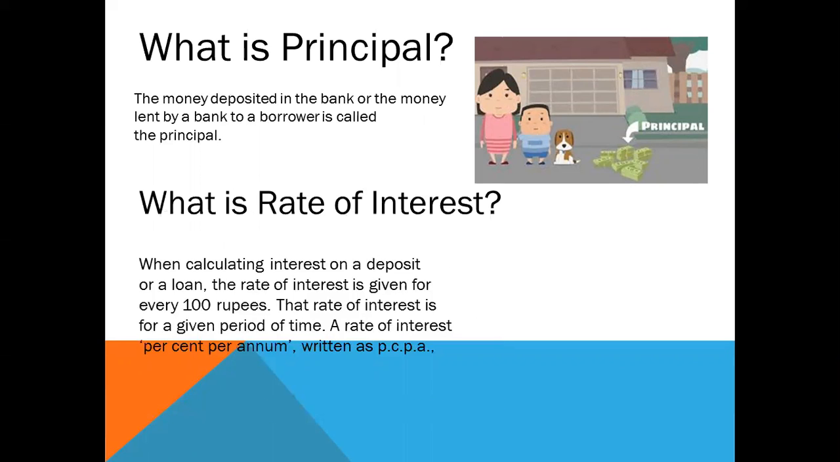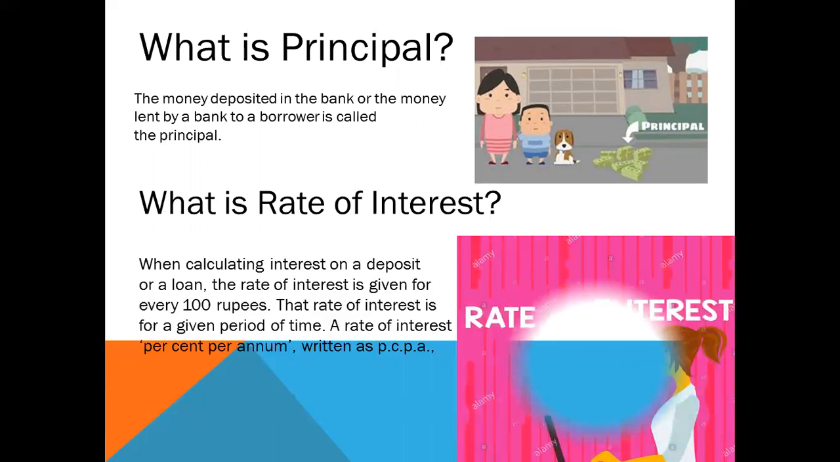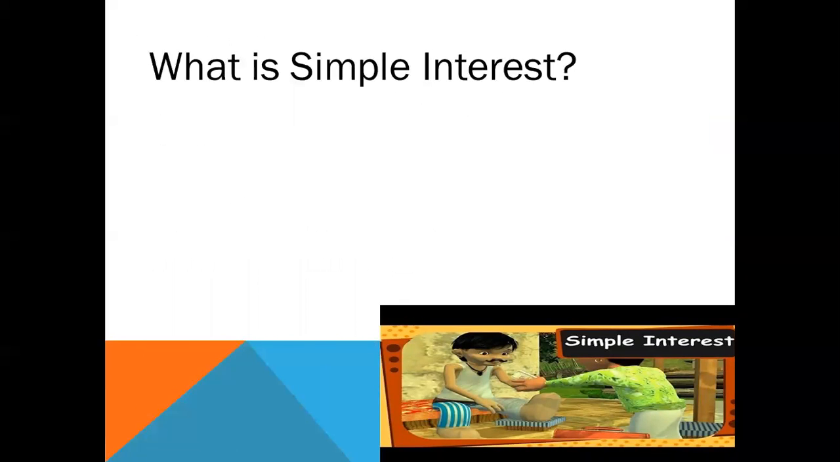Now, what is rate of interest? Rate of interest is generally calculated on every 100 rupees. This rate of interest we usually call PCPA, that is per cent per annum. This rate of interest is calculated on every 100 rupees for the whole year, that is per annum, that is for one particular year. Now let us learn what we mean by simple interest.